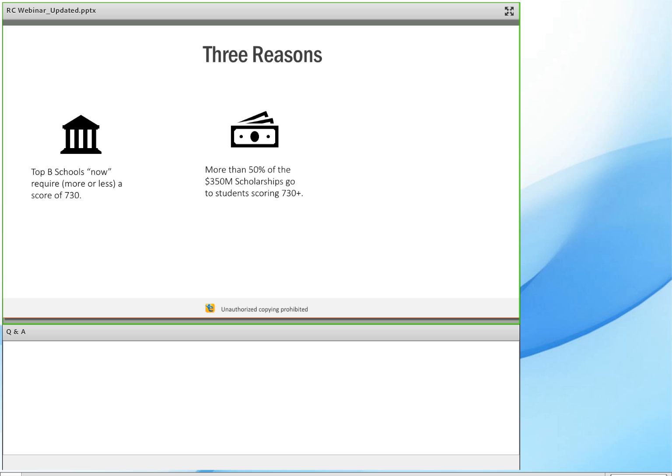The second is scholarships, and B schools are giving a ton of scholarship money. In fact, in addition to that, they're also offering very favorable loans to students. And a good chunk of that money goes to people who get to that 730 plus score, based on the data that we have.